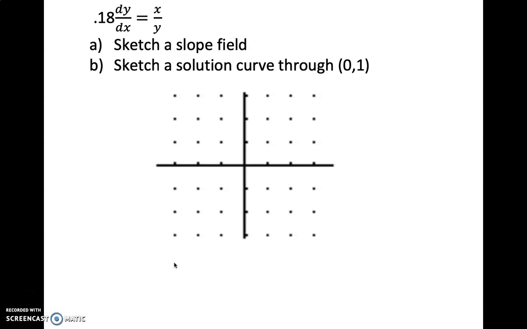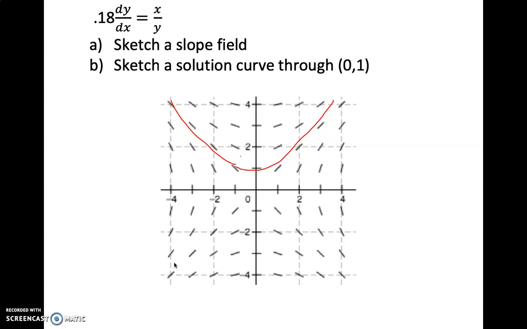And part B, sketch a solution curve. Once you know what the slope field looks like, it's very easy to sketch. And there's an example real quick. I'll kind of let you look at that. But the slope field looks like that. And then the solution curve, you just got to be careful because there's two different parts of the slope field.